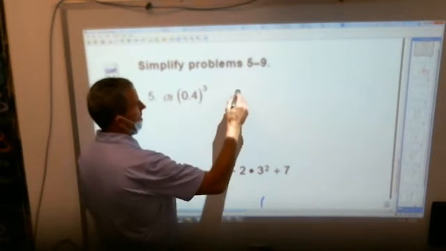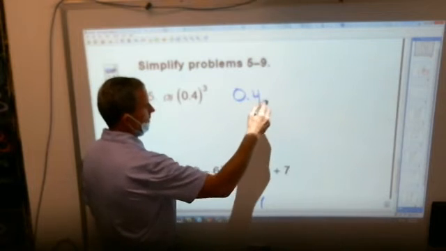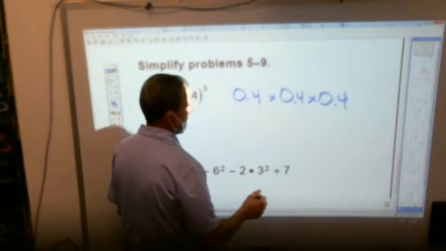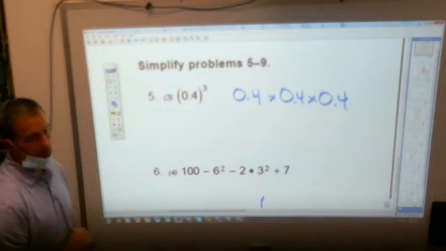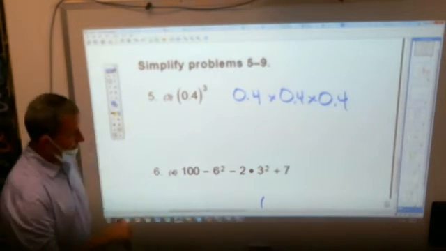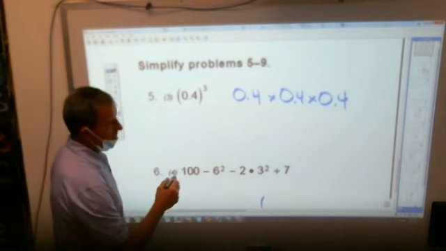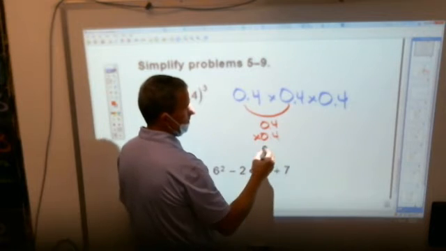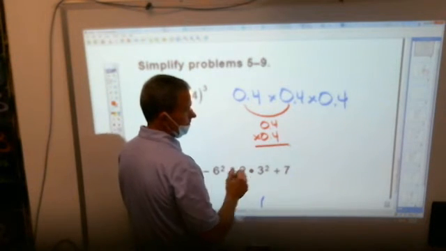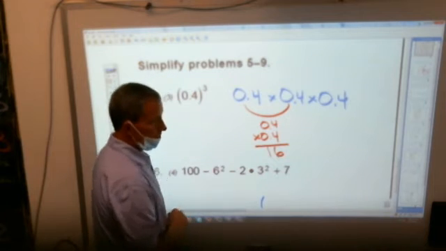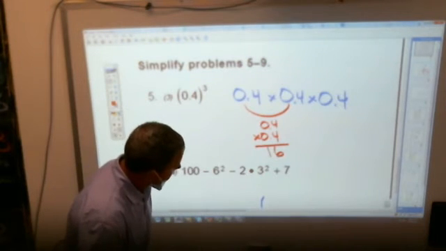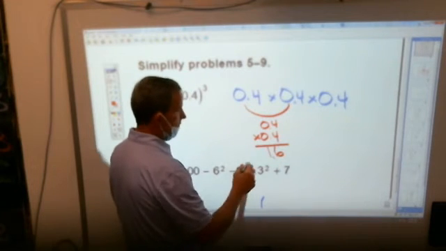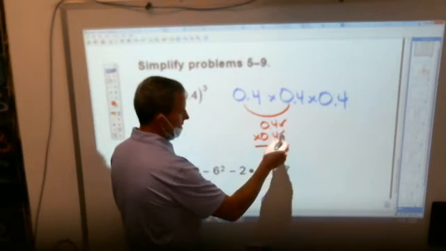Did you do it out? First of all, did you say, okay, I need to multiply 0.4 times 0.4 times 0.4? Did you write it out so you could see that? What is 0.4 times 0.4? 16. Colton, where does the decimal go? After the 1? No. Before the 1. Why? Because there's one decimal place there, one decimal place there.